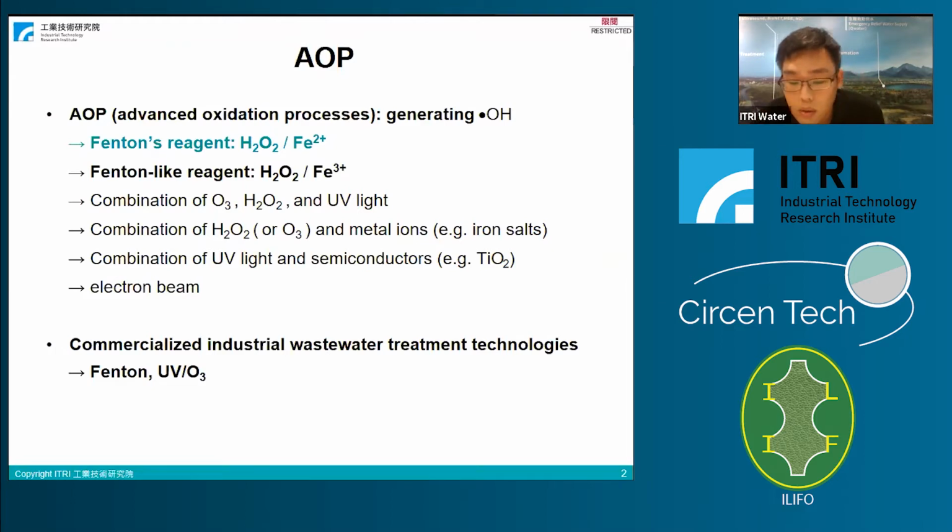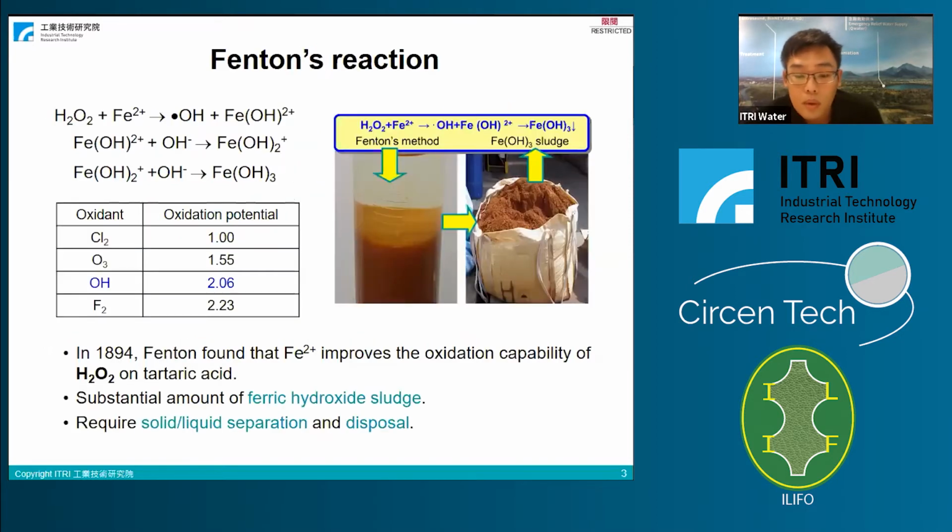But all these methods have the same purpose. AOP is generating hydroxyl radicals for oxidation. The most common technologies are Fenton and UV with ozone. The Fenton method is a kind of AOP which uses hydrogen peroxide to generate hydroxyl radicals, using ferrous ions as catalyst, and ferric hydroxide is the final product.